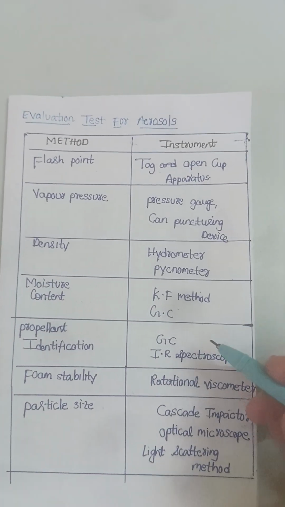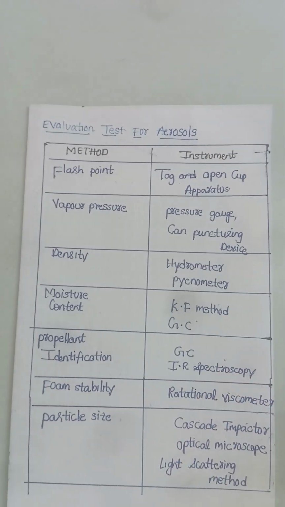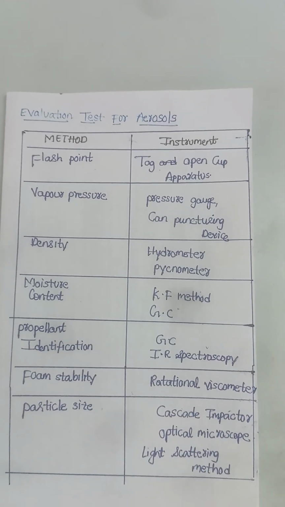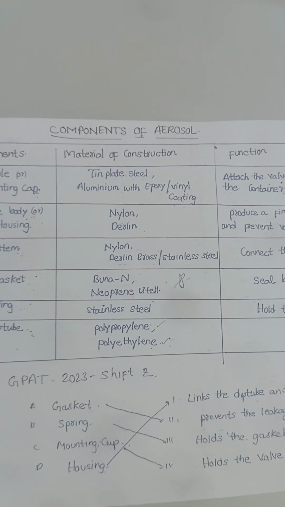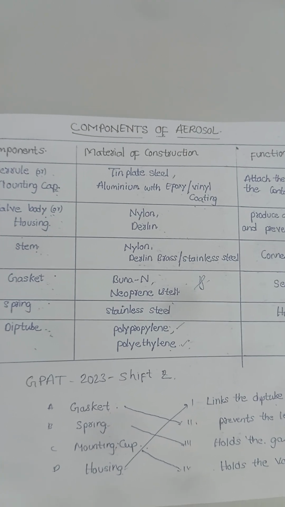So, a very important table, frequently asked in GPAT exams and NIPER exams. These two tables, the evaluation tests for aerosols and the components of aerosols, are very important tables in aerosols.